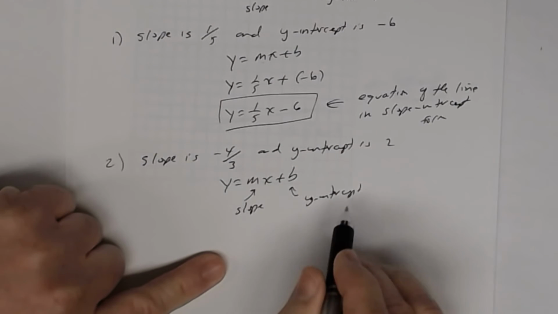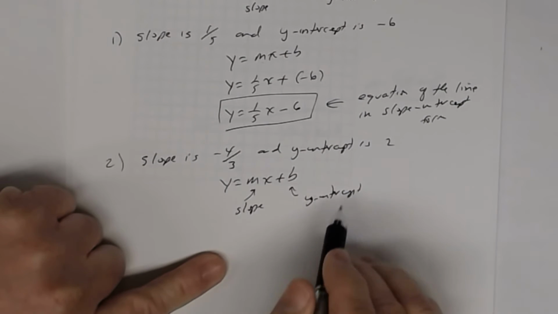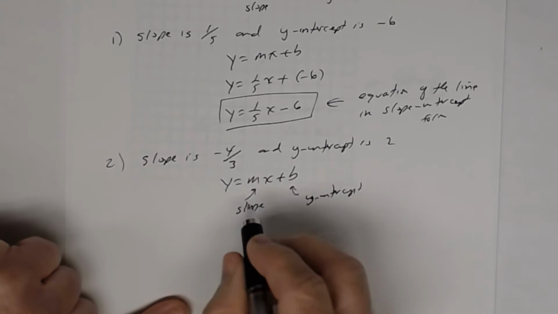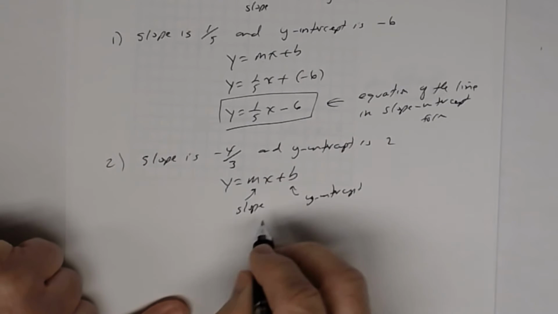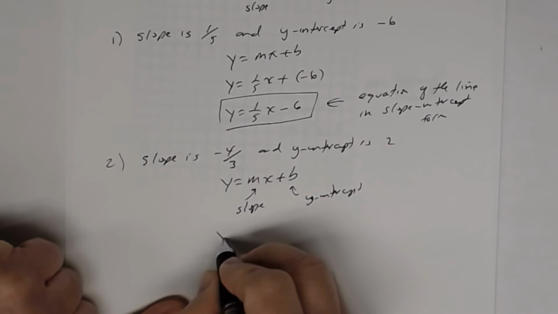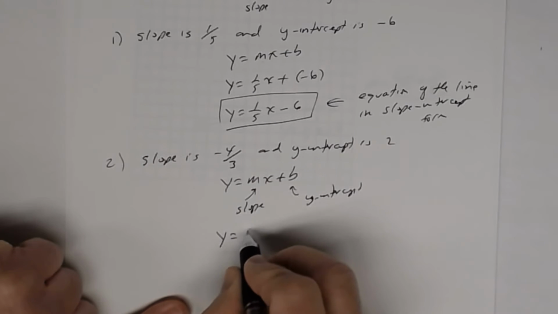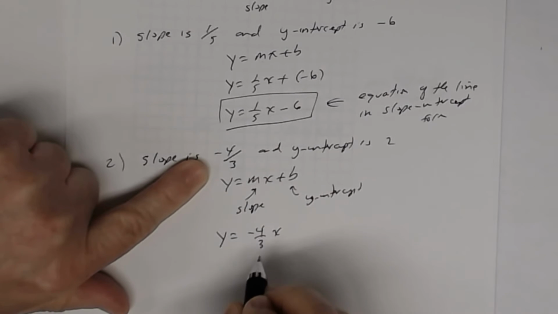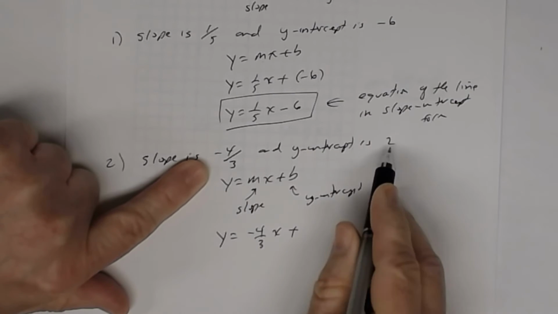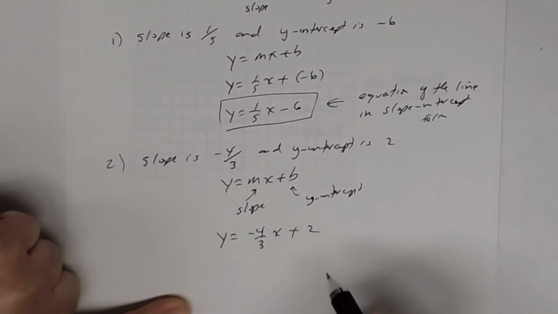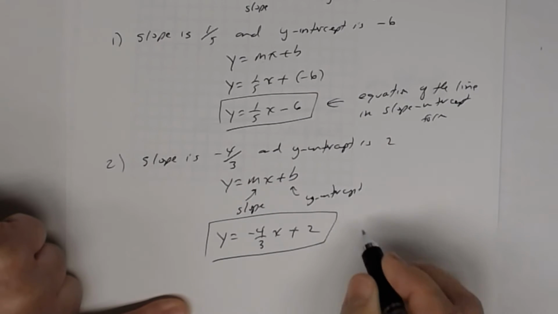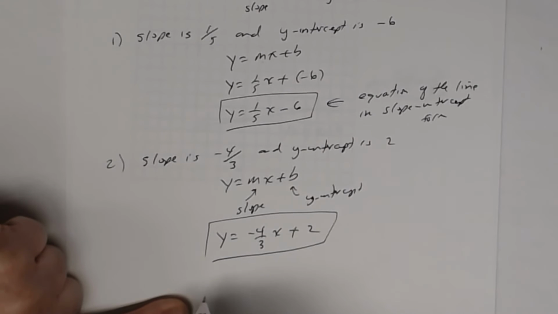So all it is is a matter of you substituting those values into the formula, into the slope-intercept form. So here's your answer. Y equals the slope, which is negative 4/3. You can say negative 4/3 times x, just like that. And then plus b, which is 2. And then that's it. You're done. There's the answer. Okay? Very simple, right? So that's the equation of the line in slope-intercept form.